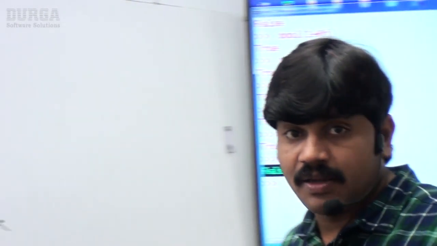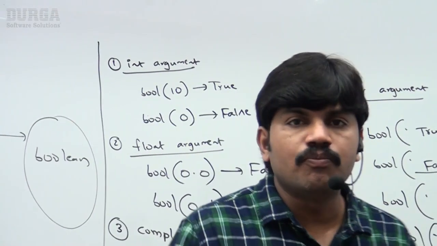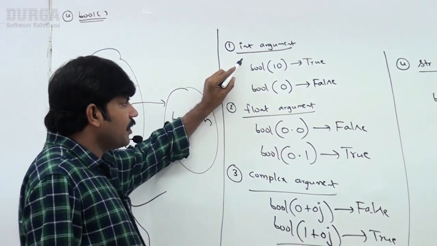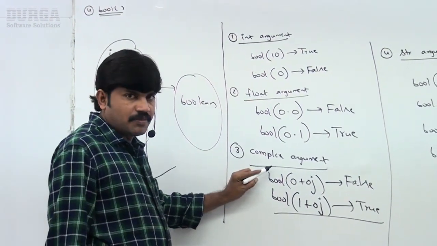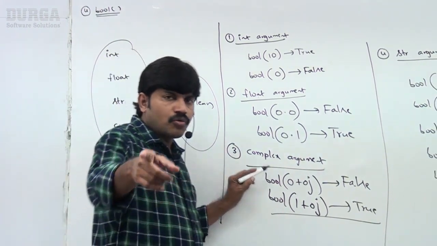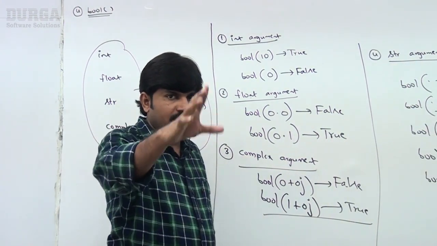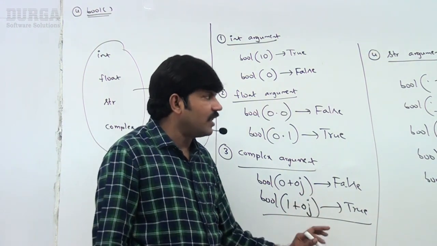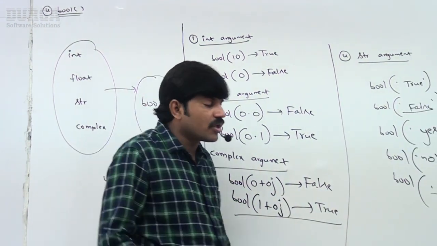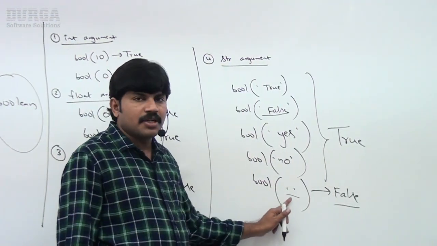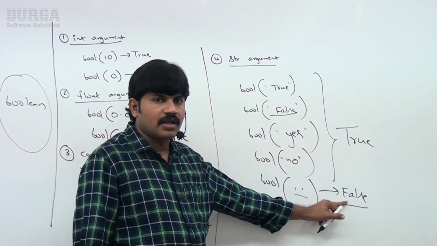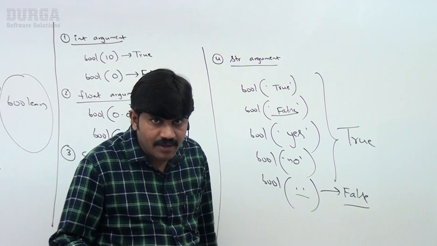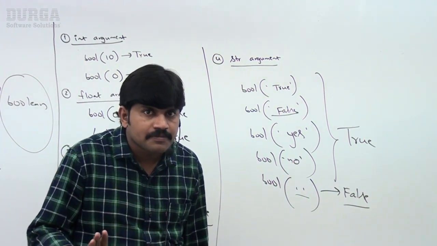I hope it is clear for all of you, right? So how is the bool function going to behave? Very simple, sir. If it is an int argument, float argument, or complex number argument, if the total value is 0, it is treated as false. If it is not 0, it is treated as true, sir. Next, in the case of a string argument, if the string argument is an empty string, then it is false. Otherwise, it is treated as true, sir.